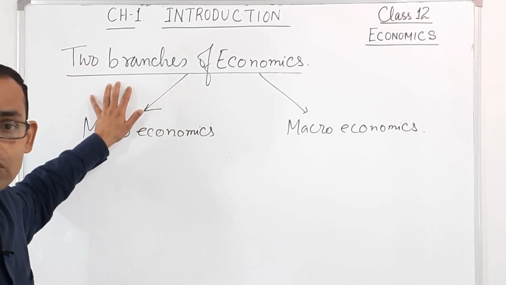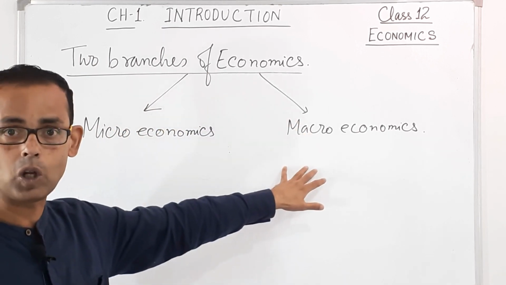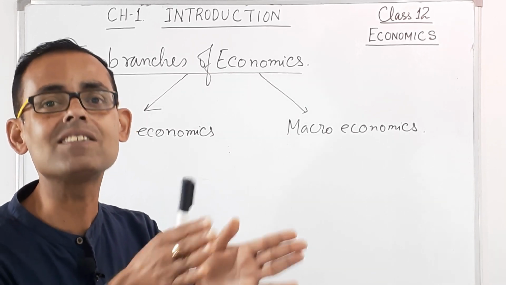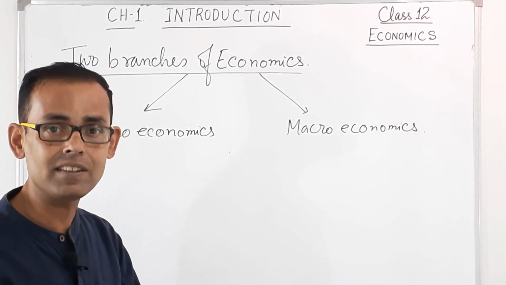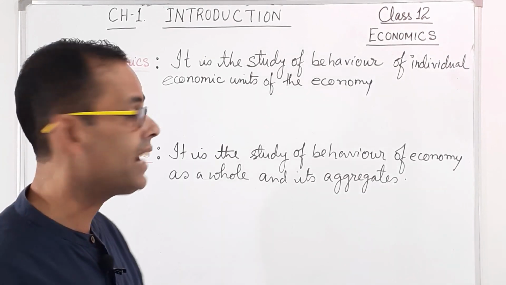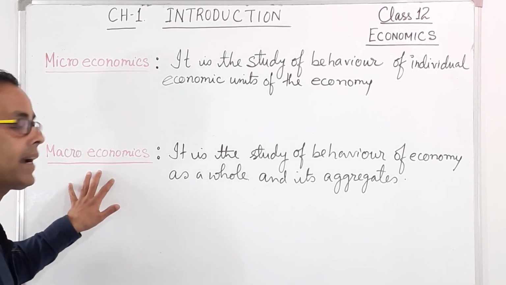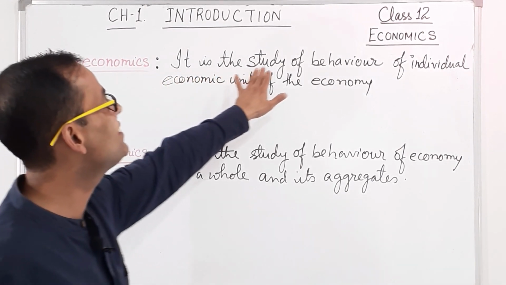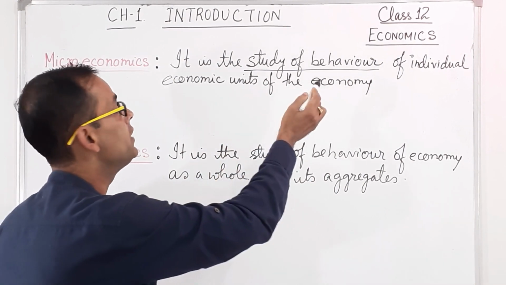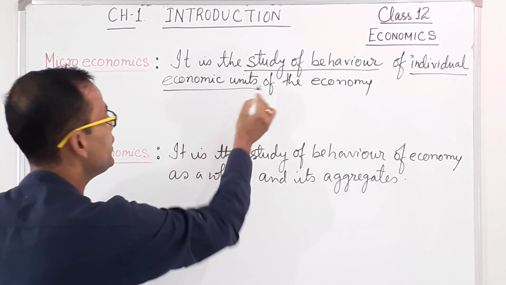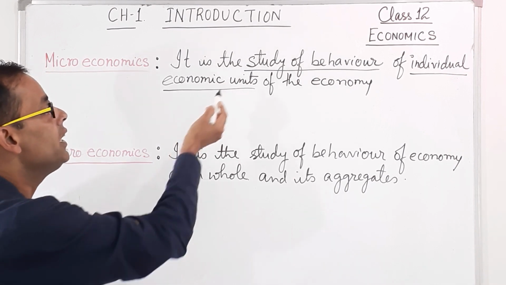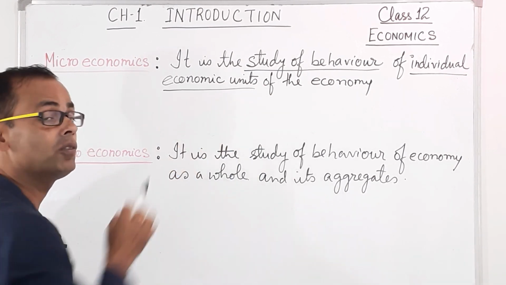That means there are two branches of economics, one is microeconomics, one is macroeconomics. Microeconomics you have studied in class 11 and in class 12 you are going to study macroeconomics. Clear? Now, microeconomics is the study of behavior. The word behavior is very important. Study of behavior of individual economic units. Individual price, individual demand, individual supply. So it is the behavior of individual economic units of the economy.